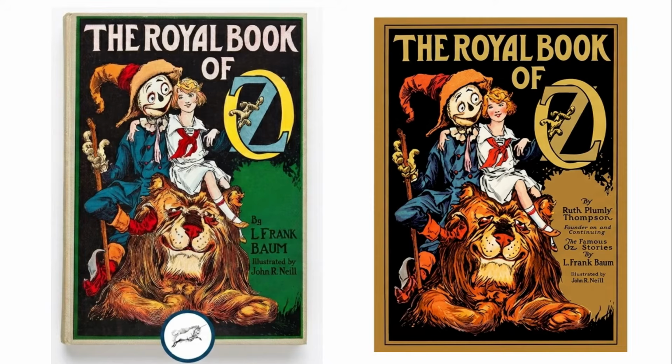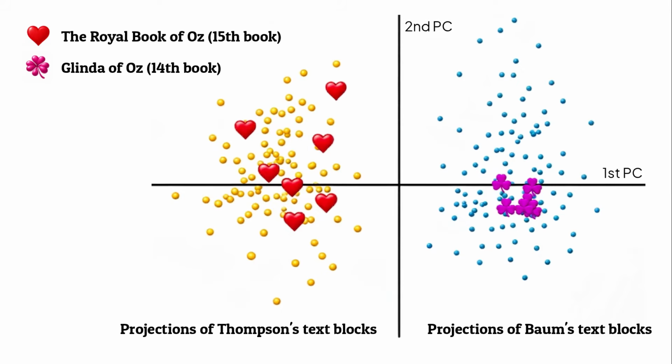Now, strictly speaking, we didn't need to test the method on non-Oz books, since the question is about the Royal Book of Oz. But seeing such a strong match between author and text gives us confidence that the method works. So now we're ready to answer the main question. So what about the 15th book, the Royal Book of Oz? When we look at the data, its text blocks clearly fall within Thompson's cluster, not Baum's.